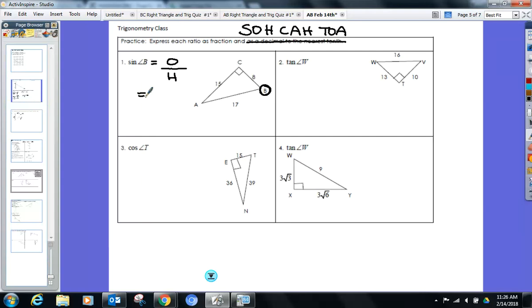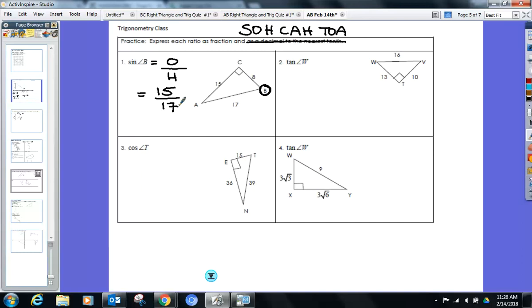Ready? We'll do this one together and I'll start calling out people. What side is opposite B? 15 over, where's the hypotenuse in this diagram? Okay, I do need to go over this because I know some people don't know. The hypotenuse is across from the right angle. We all good? All right, across from the right angle, 17. So the sine ratio for angle B is 15 over 17.